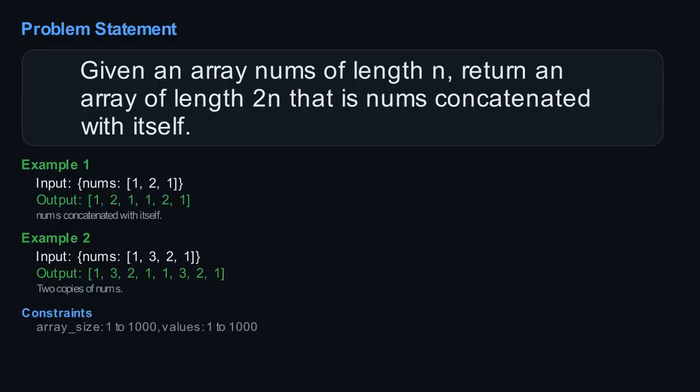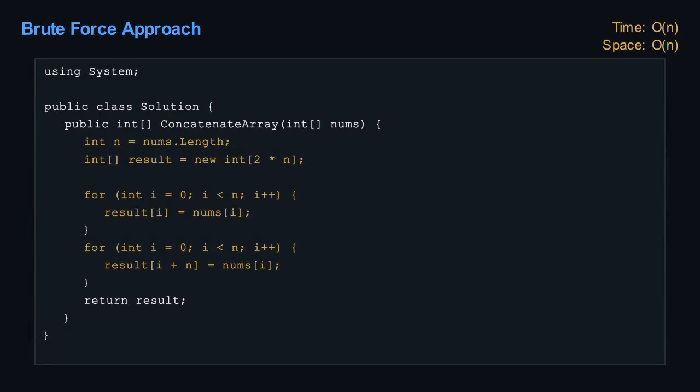Our goal is to construct a new array, answer, that is twice the length of nums. The answer array should be formed by concatenating nums with itself. So if nums is elements 1, 2, 1, the result should be 1, 2, 1, followed by another 1, 2, 1.